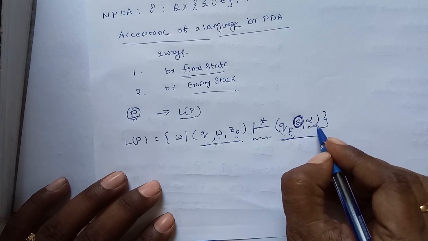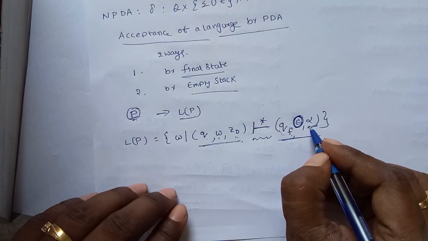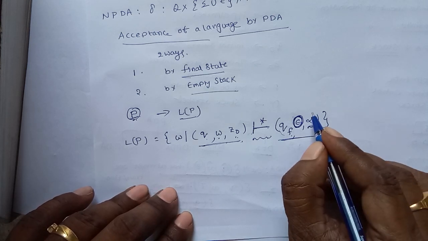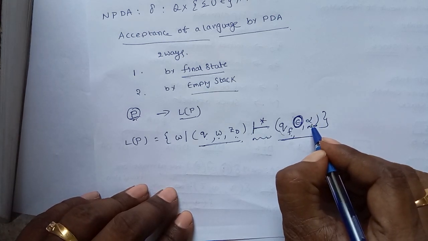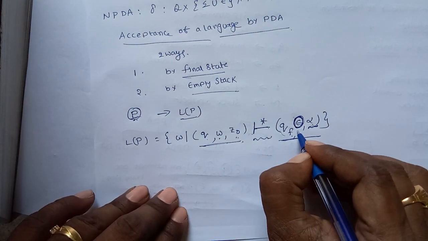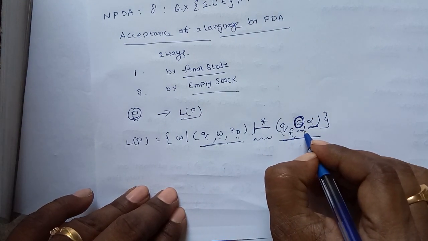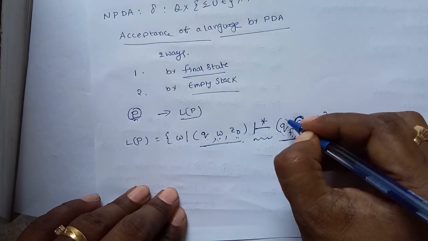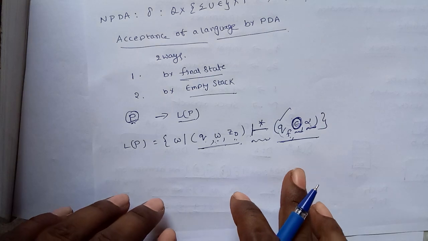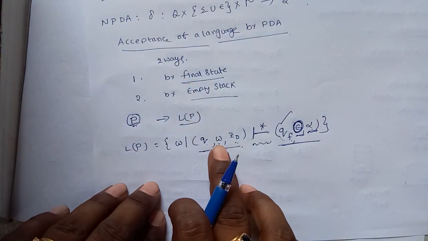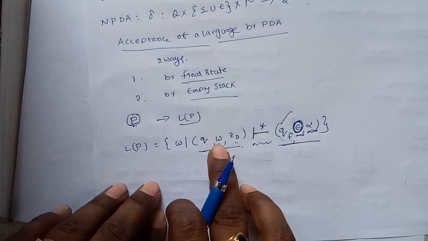Here, this one specifies the top of the stack contains any symbol. That is not our question. Even though the stack contains empty or any symbols, that is not our question. Our question is, on completion of the entire input, are we in a final state? Final state means that we have read the entire input.